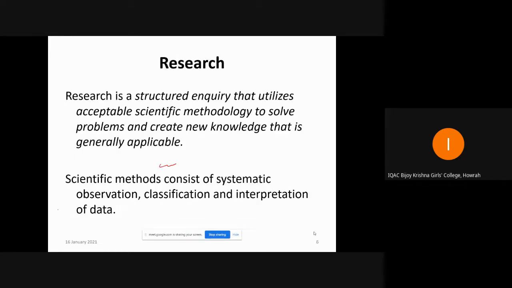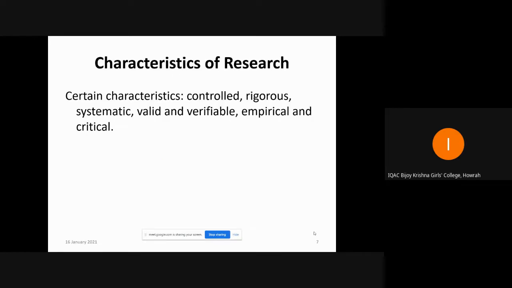So research is a structured inquiry that utilizes acceptable scientific methodology to solve problems and create new knowledge that is generally applicable. Also, the characteristics of research: there is a control, rigorous, systematic, valid and verifiable, empirical, and critical. This is the basic part.